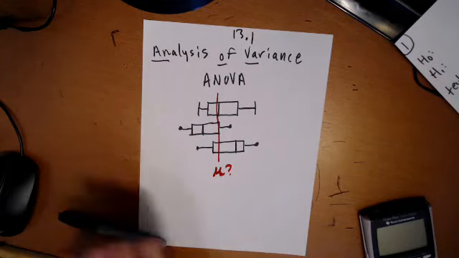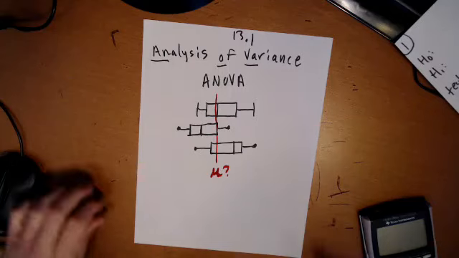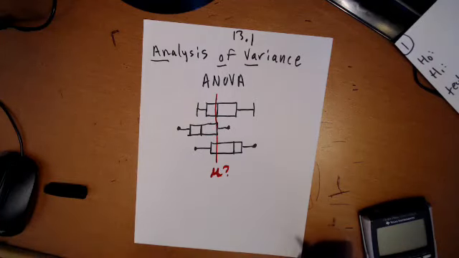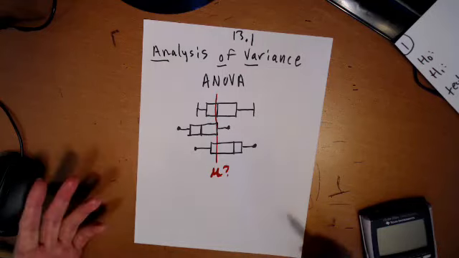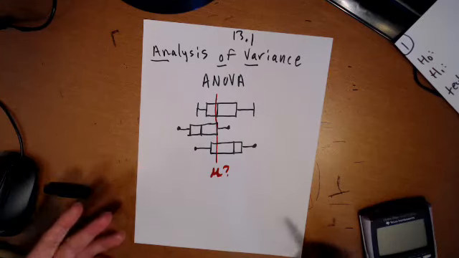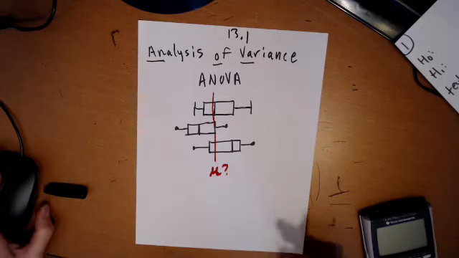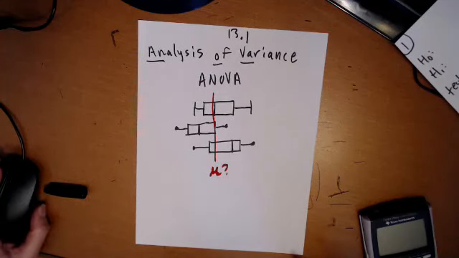So that's what ANOVA, analysis of variance, is. If you have three or more groups, do they all have the same mean? We did something similar when we had the chi-squared homogeneity of proportions. So this is basically homogeneity of means. Are the means all the same? So it's going to be very, very analogous. Okay, so we do have some minimum requirements, of course.